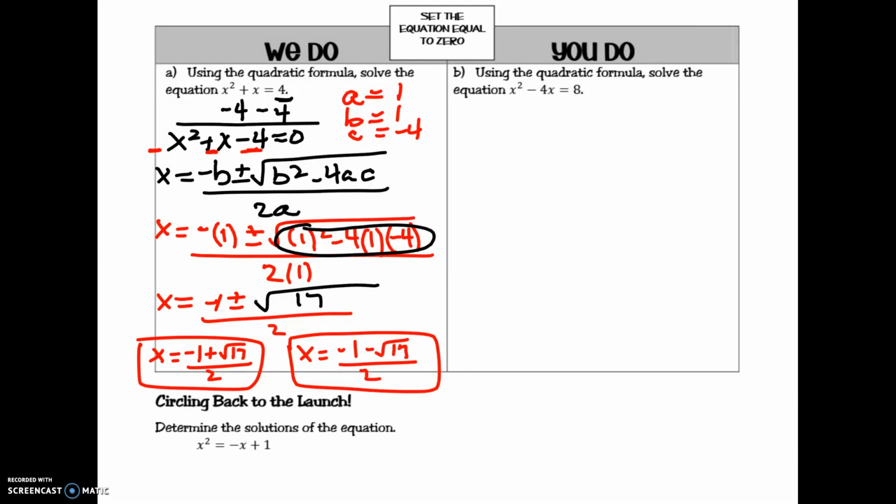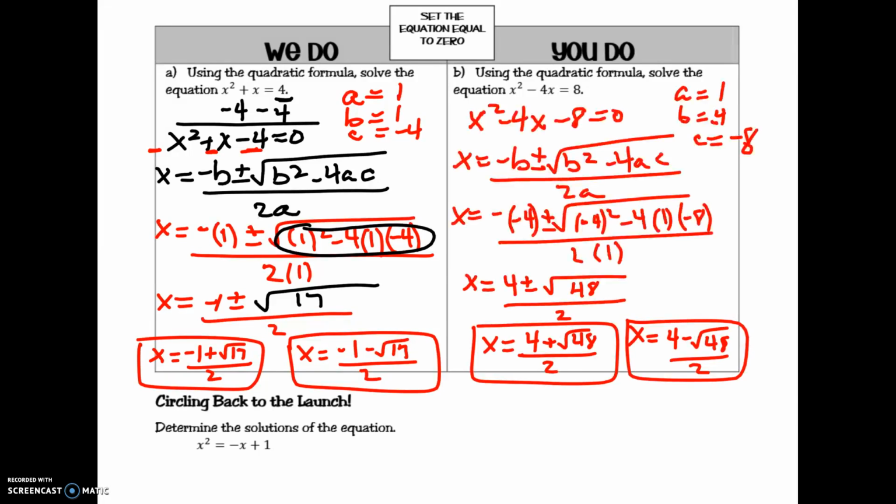Please pause the video, try the next one on your own, and when you're ready, play it to check your answer. Now that you can see my answer, hopefully you got x equals 4 plus radical 48 divided by 2 and 4 minus radical 48 divided by 2. Tomorrow we'll talk about how to simplify these answers. If you simplified them, just make sure they're equivalent. And for now, these answers would be perfectly fine as solutions.